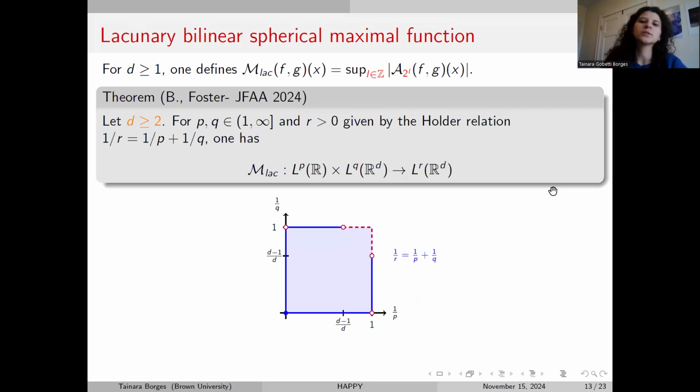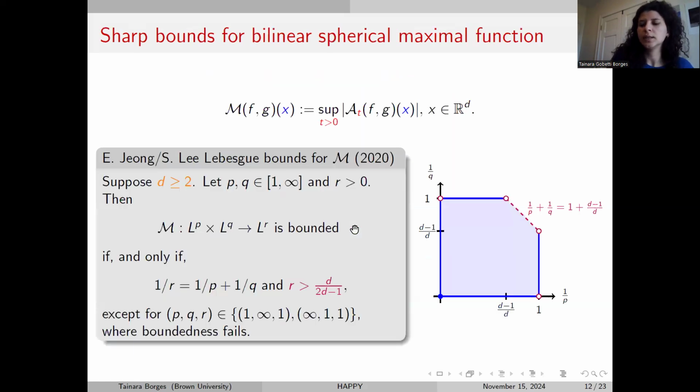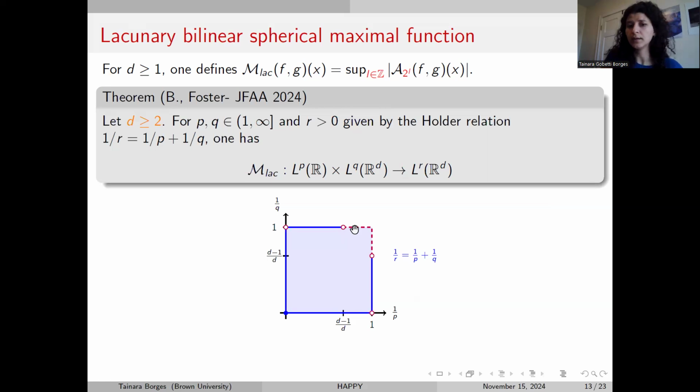This is joint work with Ben Foster. We show that at least if you are in dimension at least two, you get basically the full square for the bounds of the lacunary bilinear spherical maximal function, except for some pieces of the boundary where we still don't know if the boundedness fails or not. So the dashed red region here is just some open region as of now, but this gives the sharp region up to boundary. And you see those pictures are different. The one for the full range of radii is worse than the one for the lacunary case, right? Understandably, this operator is smaller.